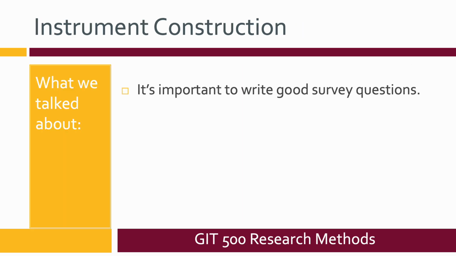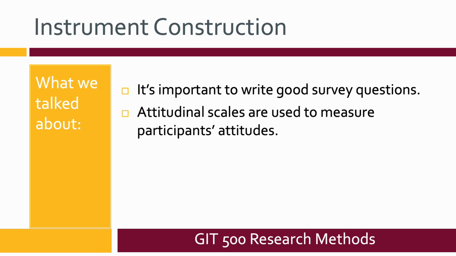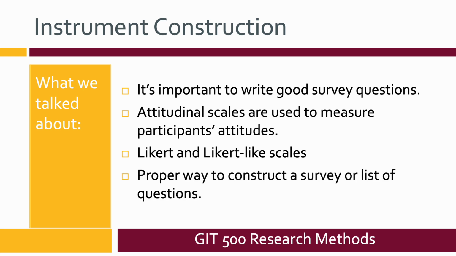So what we talked about here is that it's really important to write good survey questions to get good data, and that attitudinal scales are used to measure participants' attitudes and what they think about things, but also sometimes how much they use things, and then demographic information. And we use both Likert and Likert-like scales. You just need to make sure that you use the proper way to construct a survey or list of questions. And again, make sure you number them because that's very helpful.